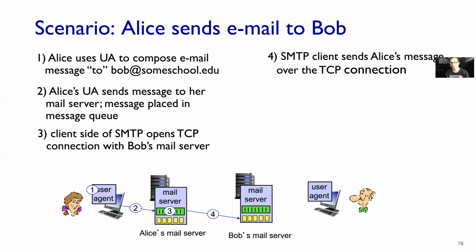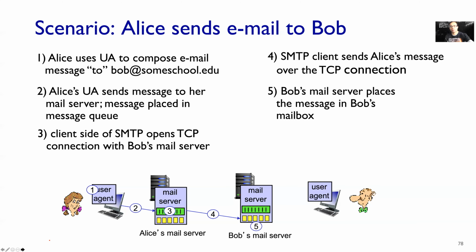Once the TCP connection is established, the SMTP client and server will effectively talk to each other. And I'll show you the interaction on the next slide. And once that is done, the actual email is sent over the TCP connection, and then the TCP connection can be torn down effectively, right? So Bob's mail server, on receiving this email, will put it in Bob's mailbox, and then Bob can go and invoke his user agent to read the message, right?